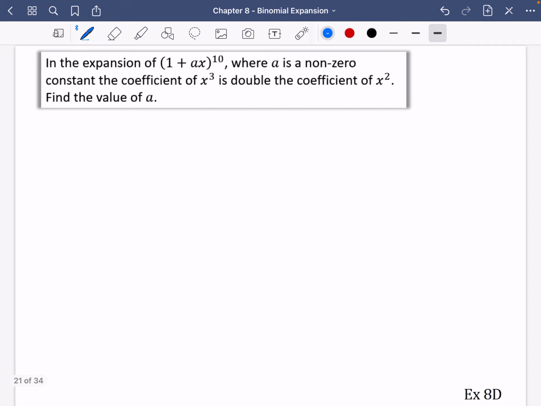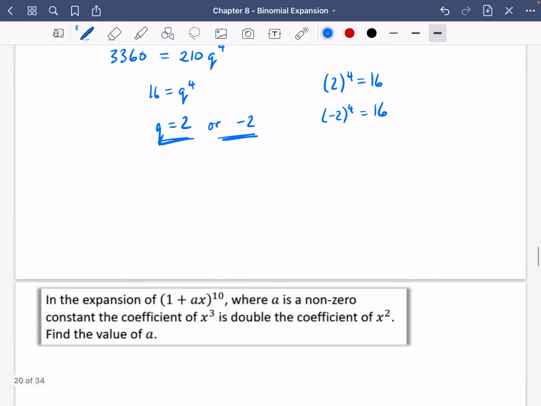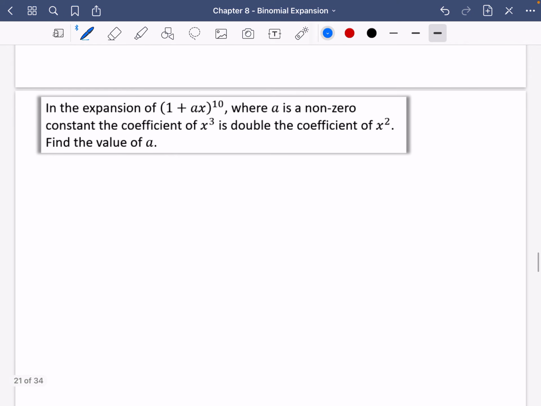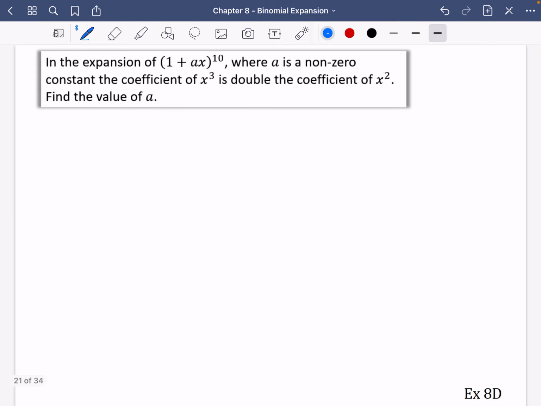This time we have got an expansion again. I think it's to the power of 10 as well. This one was power of 10, yeah. In the expansion of (1 + ax)^10, where a is a non-zero constant, the coefficient of x cubed is double the coefficient of x squared. So we're going to have to find two of these things here. So if we're going to deal with the x cubed one to begin with, we know that it would be a 10 choose 3. We would have ax being cubed, and we would have 1 to the power of 7.